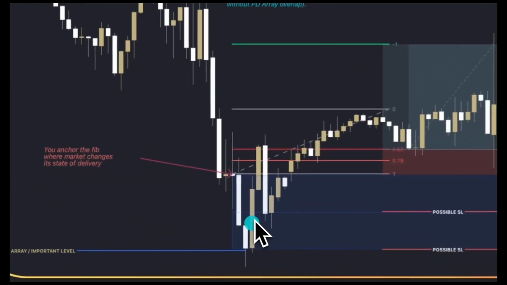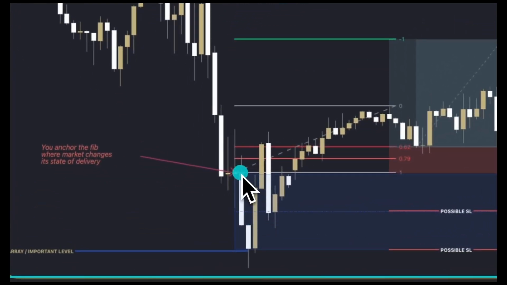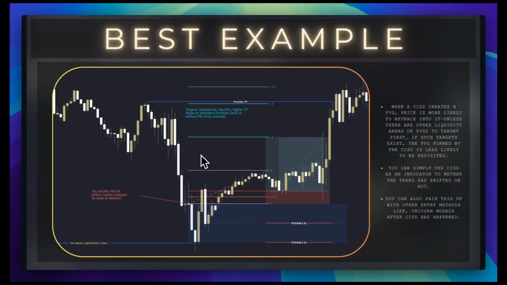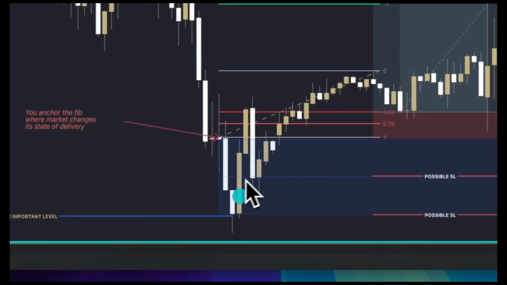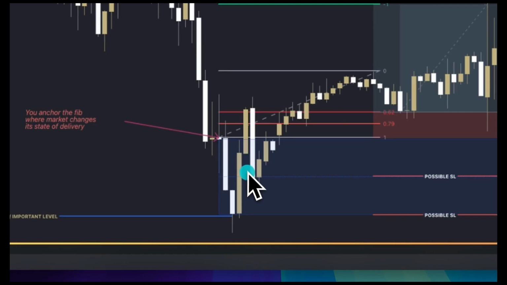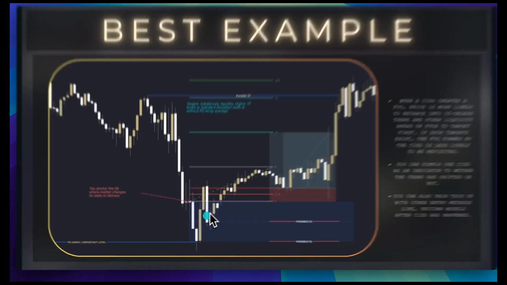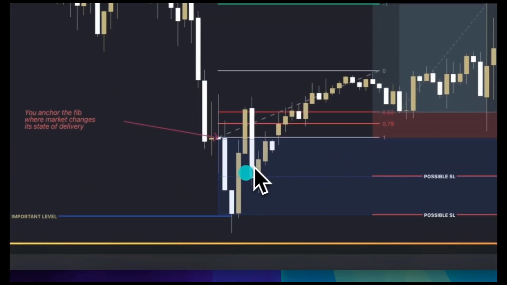So if a fair value gap is present while you are getting your CISD and you have some liquidity nearby, price is more likely, at least according to ICT, to target those areas of liquidity first before actually retracing into the fair value gap that was created during the change in state of delivery. But in this case, since there wasn't anything major nearby, what did price do? It refilled that fair value gap while also tapping into that order block, right?